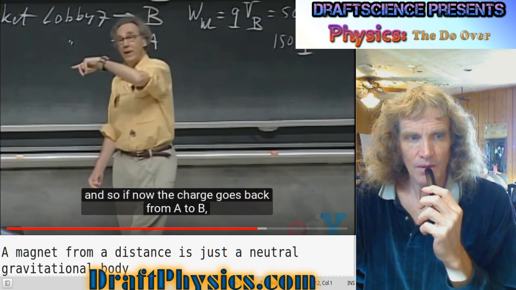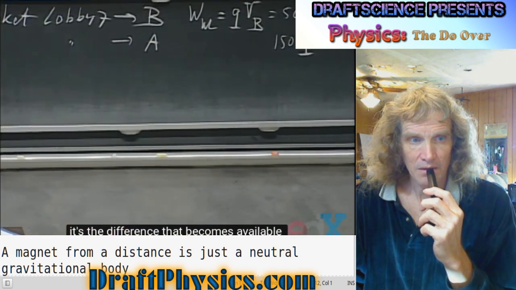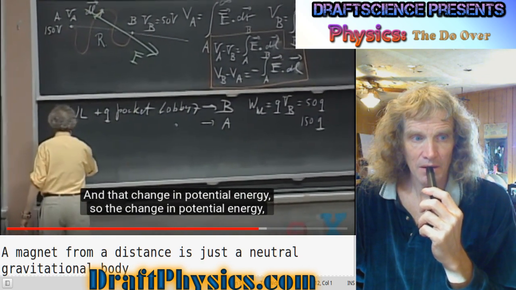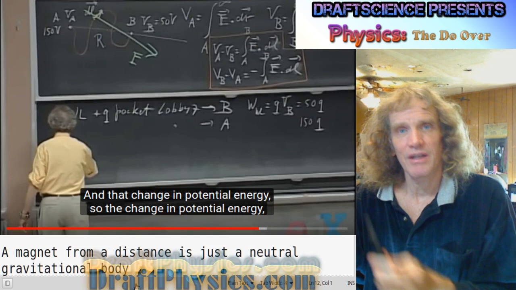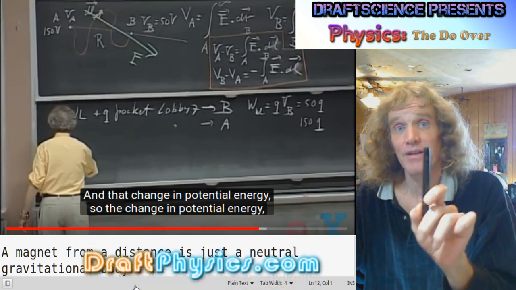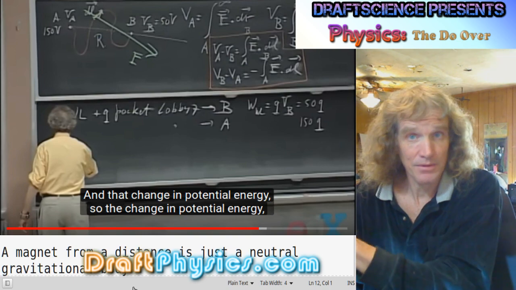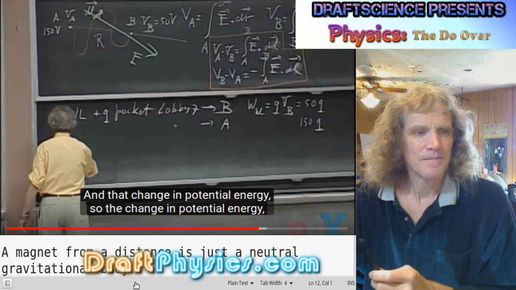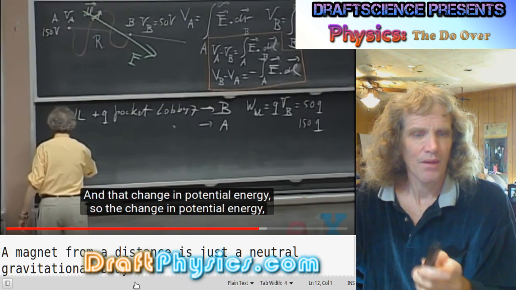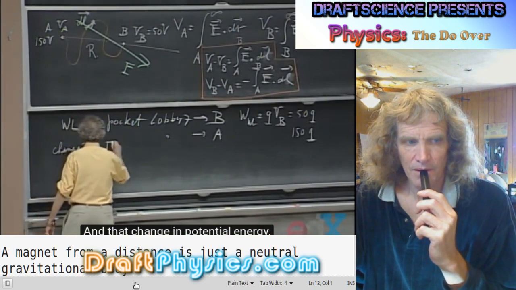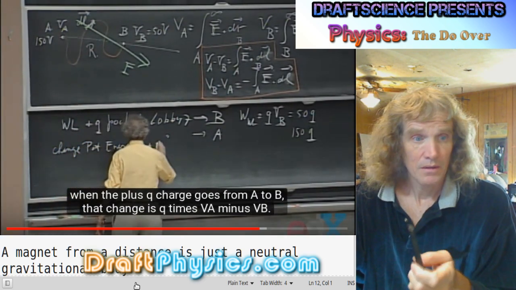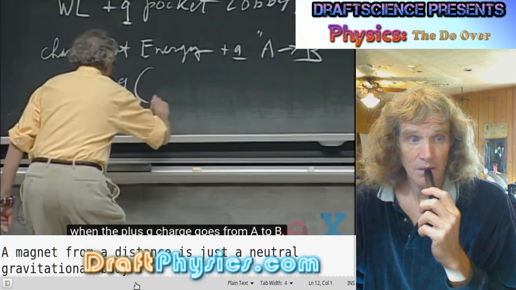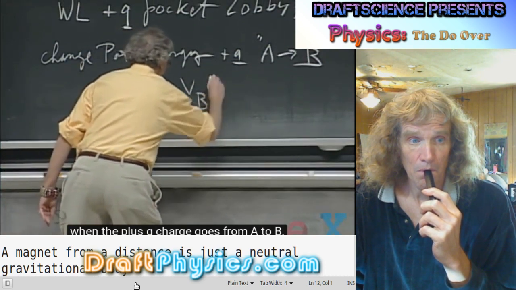B, and so if now the charge goes back from A to B, it's the difference that becomes available in terms of kinetic energy. It's a change in potential energy. And that change in potential energy... So again, it's only changing the potential energy of the one item, but it's clearly increasing the potential energy of other items. The energy isn't set free, it's exchanged. Big difference. Meaningful difference. So the change in potential energy, when the plus Q charge goes from A to B, that change is Q times (VA minus VB).